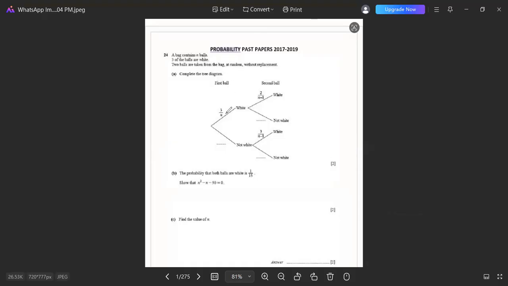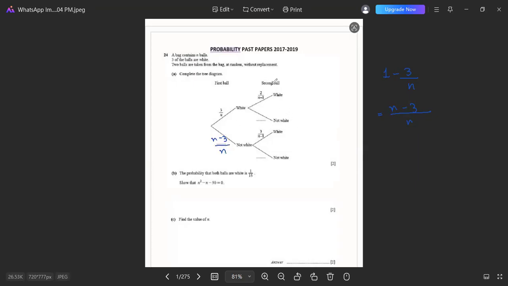As they gave us for the first round, 3 over n is the probability for the white balls. If you want to find out the probability of the balls that are not white, you simply need to subtract this 3 by n from 1. Then you can simply take the LCM. This n will be multiplied by 1, so n minus 3 will be above, and downward we have n.